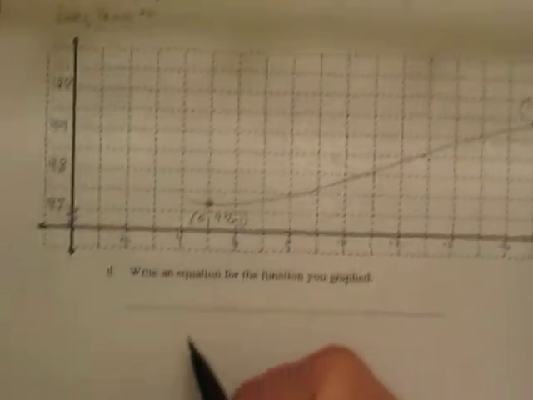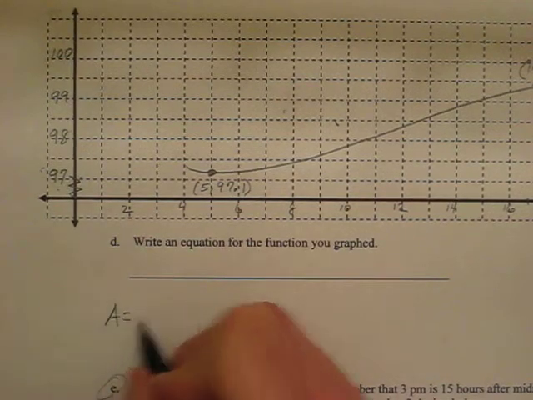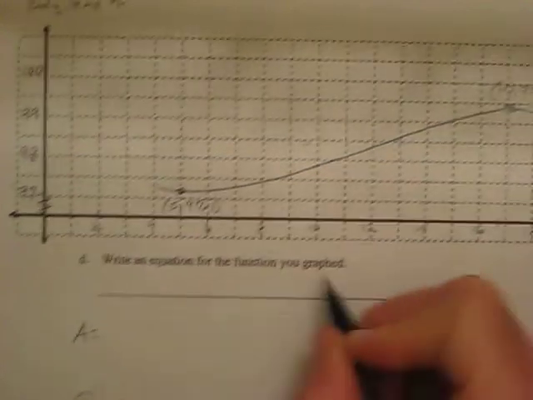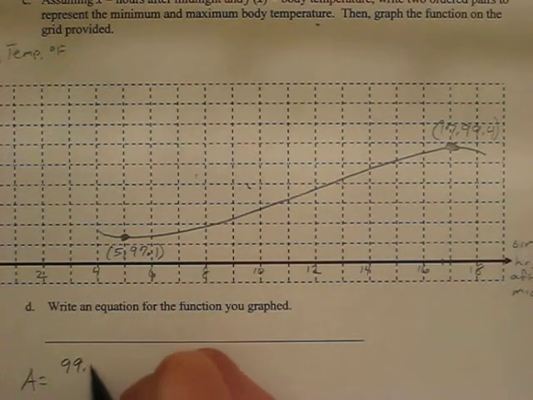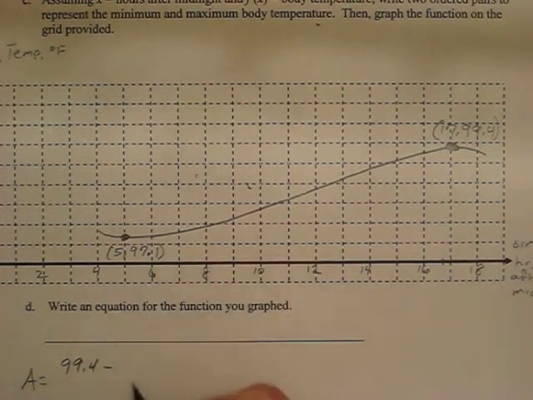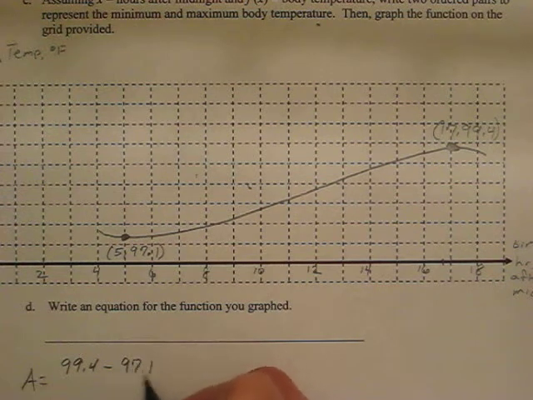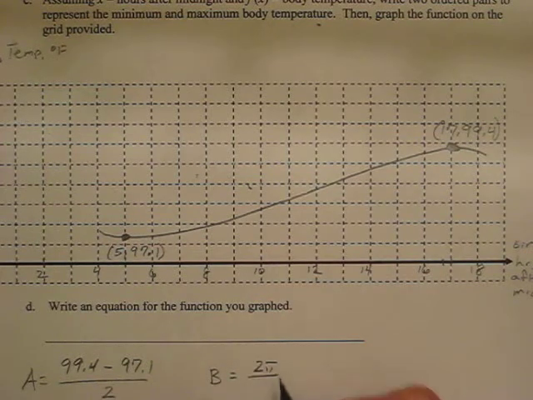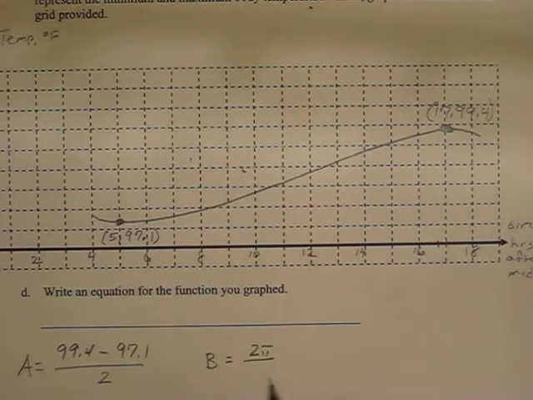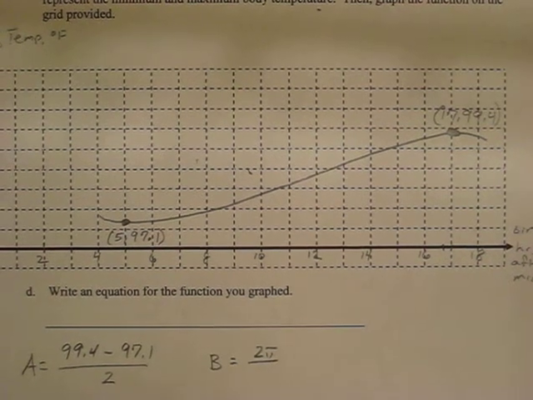To find A, it's the same thing. You do the maximum, which is 99.4, minus the minimum, which is 97.1, divided by 2. To find B, you're going to do 2 pi divided by the period. Now, that's the part that's different for this question. That's why I'm doing this example.